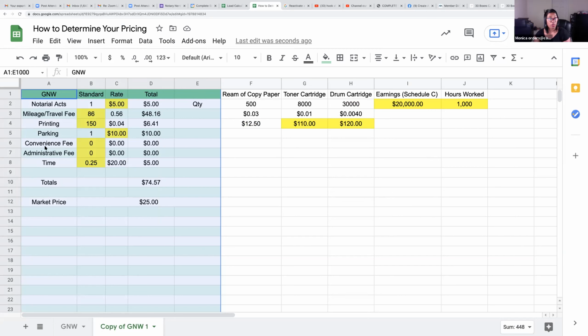So if this was a RON signing, you are correct, because your platform is going to nickel and dime you to death, most of them. They're going to charge you for this per signing and for that per signing. So you have to recapture those fees. When you do this, instead of time or parking, you can add a field here and call it technology fee. As a matter of fact, I'll go ahead and do that for you now.